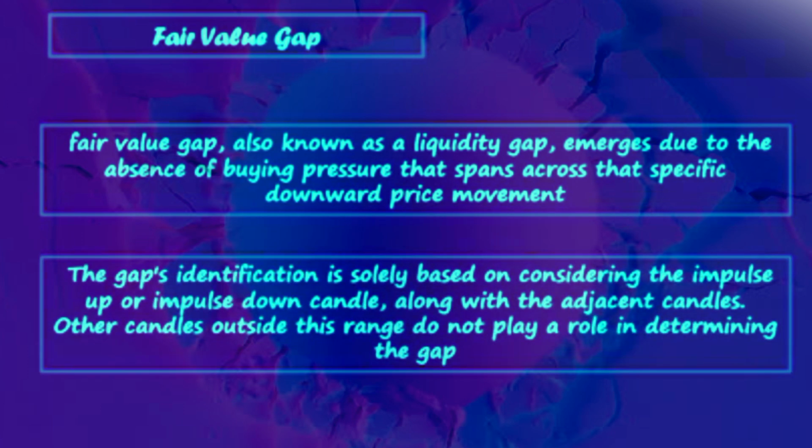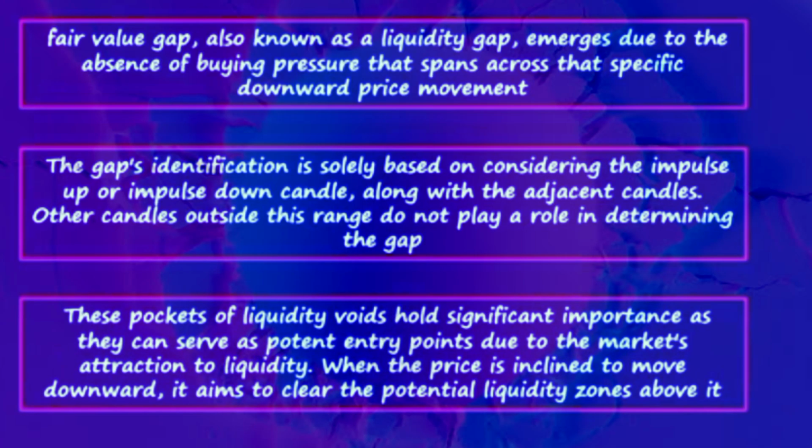The identification of such a gap relies on analyzing the impulse up or impulse down candlestick and its adjacent candles. Other candles outside this range are not considered in determining the gap. These liquidity voids are crucial because they can act as significant entry points, given the market's tendency to seek out liquidity. When the price trends downward, it often targets potential liquidity zones above it.